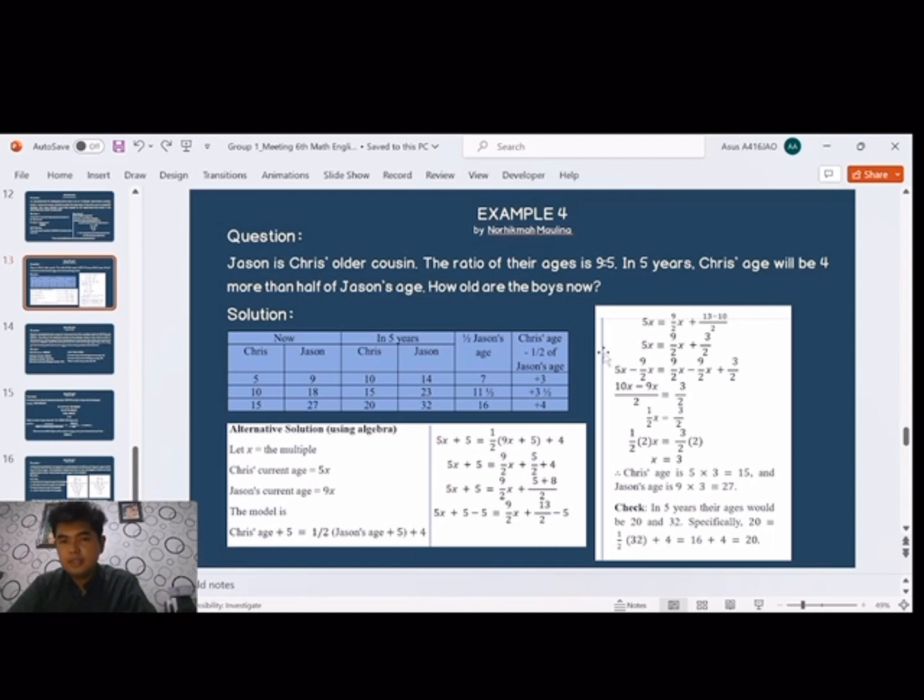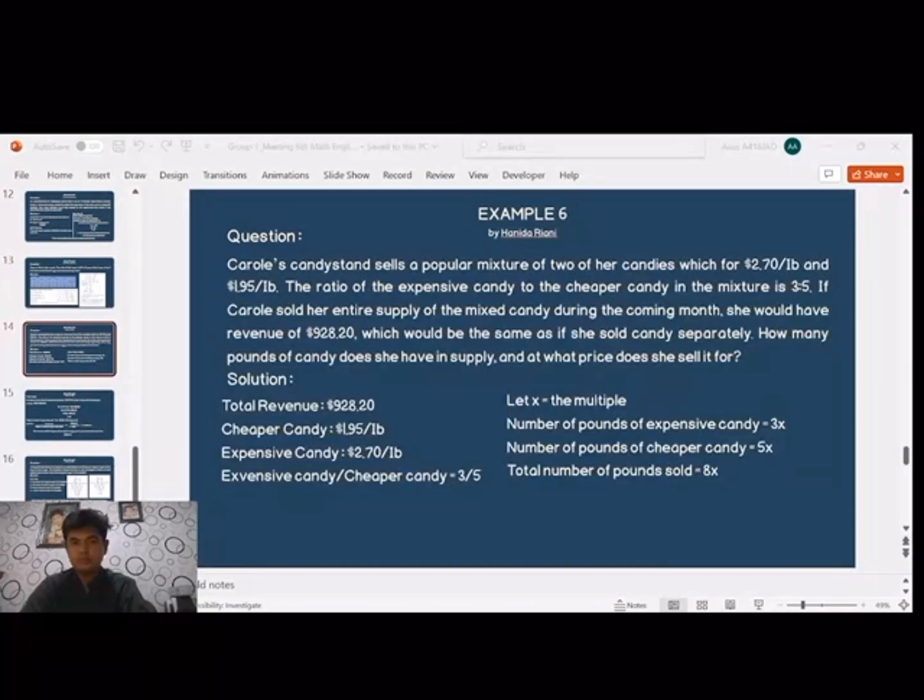Because x equals 3, Chris' age is 5 multiplied by 3 equals 15, and Jason's age is 9 multiplied by 3 is 27. Okay, next is example 6.